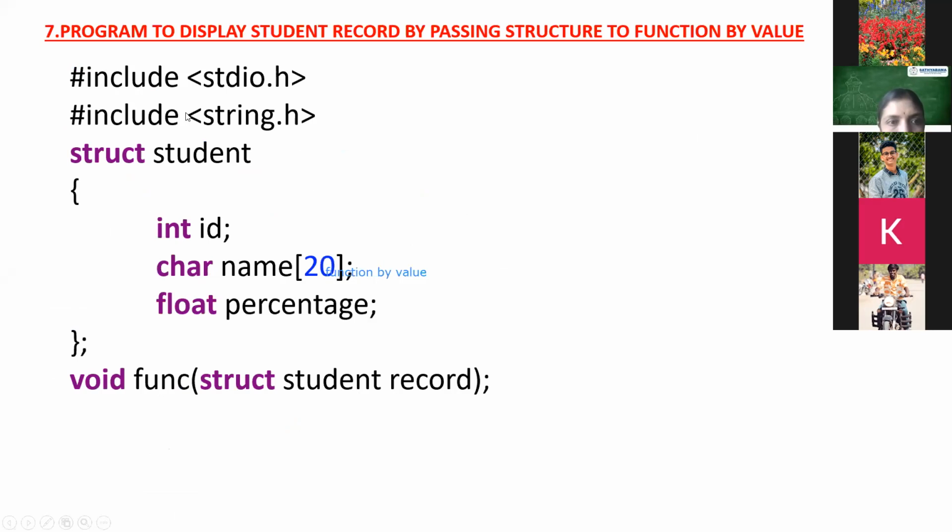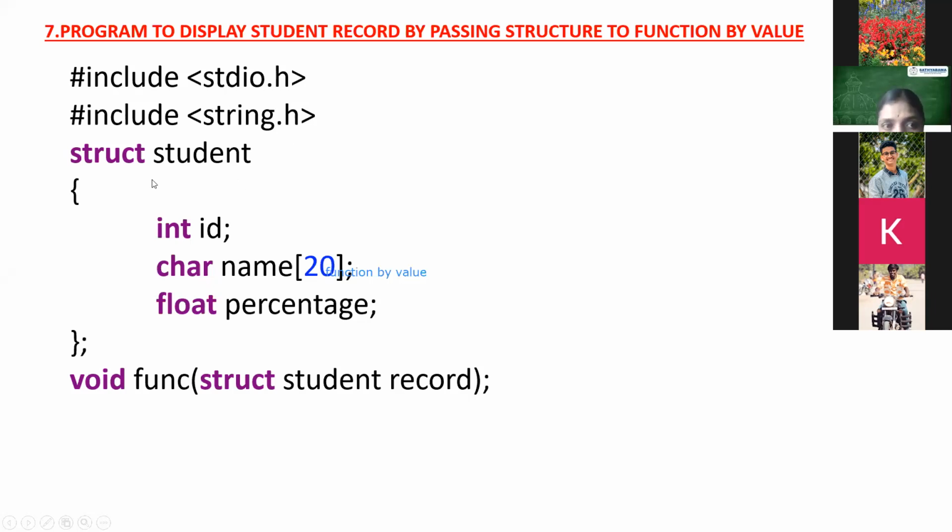So in this function by value, you can see void function struct student record. You might know the template of C. First we declare the header files, and after the header files you go for the main function. Before the main function, if you have any functions, you can give a function declaration followed by a semicolon. If you have any global variables, you can declare them. That is the structure of C we have seen.